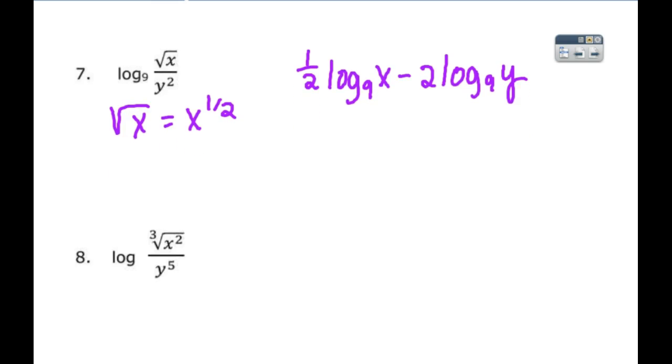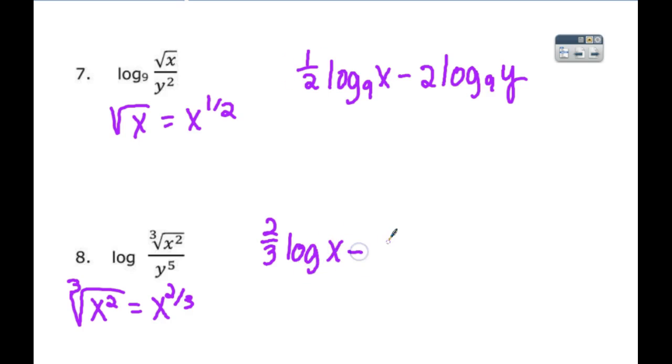Okay, so how do you write that as a fraction? 2 over 3. So I'm going to have 2 over 3 log of x minus 5 log of y. And when there's no base here, just so you know, it's a 10. Just like when there's no number here, it's always a 2. We don't write it, but it's a 2. If there's no base on your log, it's a 10. Okay, any questions?